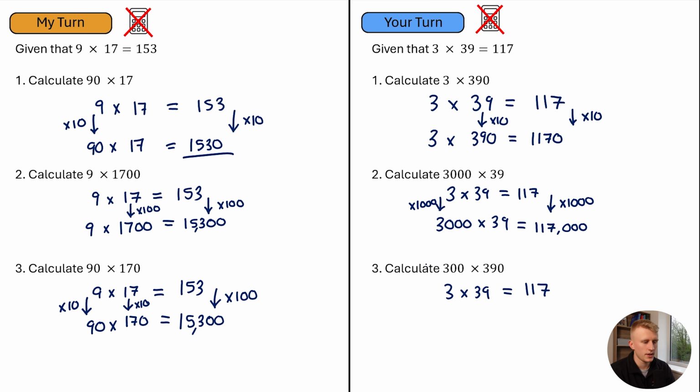Okay, let's look at the third one. Calculate 300 multiplied by 390. So I've changed both of the numbers this time. My 3 has got 100 times larger, and my 39 has got 10 times larger. So I want to see what overall effect is multiplying by 100 and then multiplying by 10. Well, that would be the same as multiplying by 1,000. Okay, so I'm going to do 117 multiplied by 1,000 to give me 117,000.